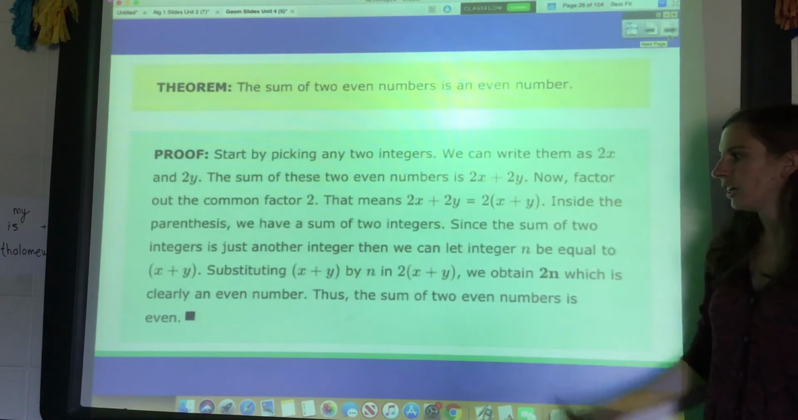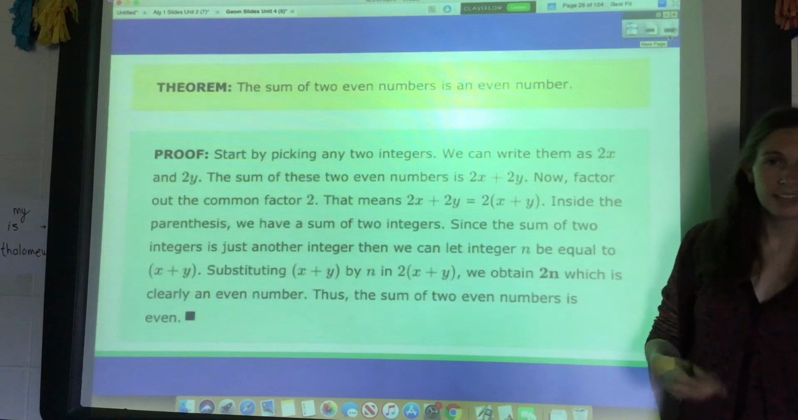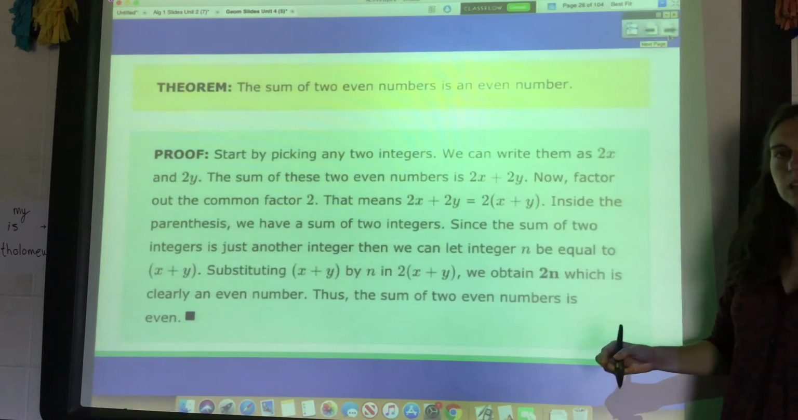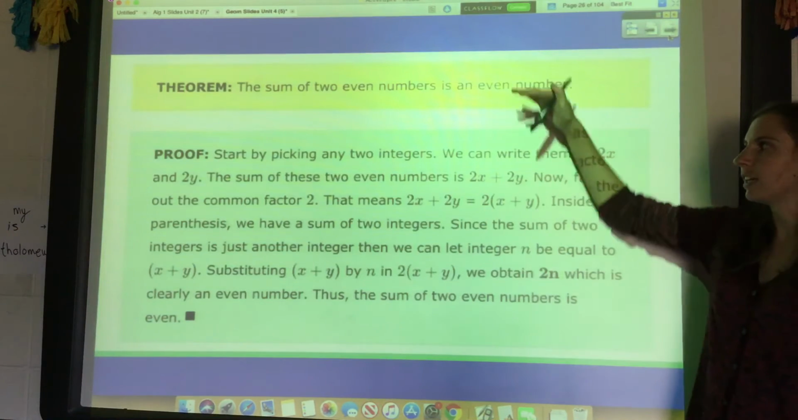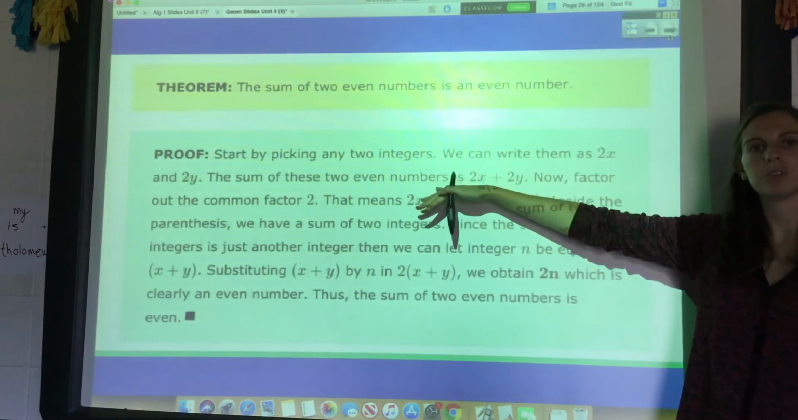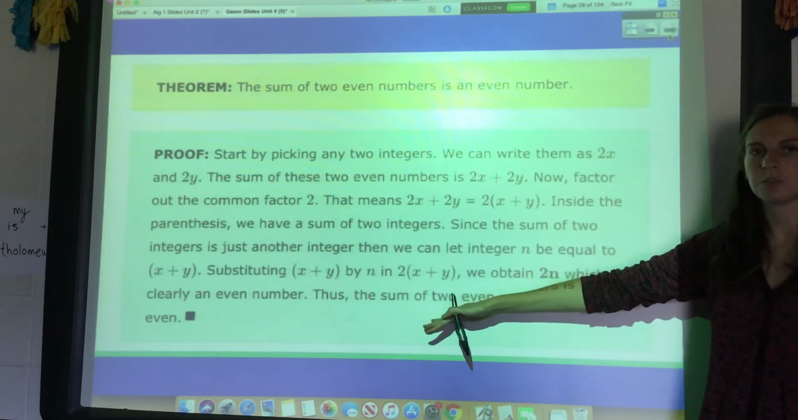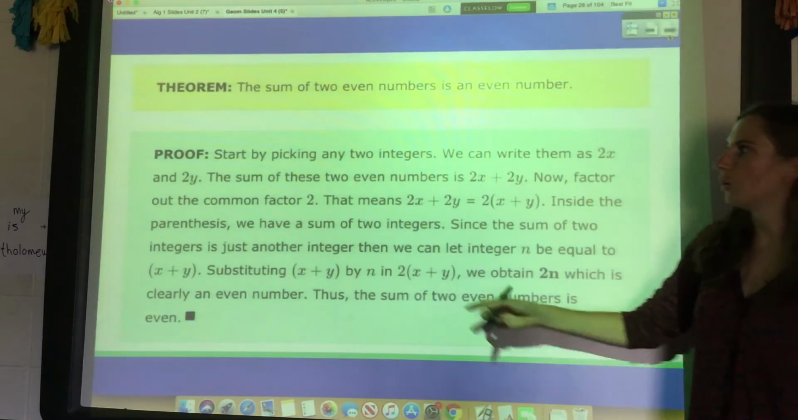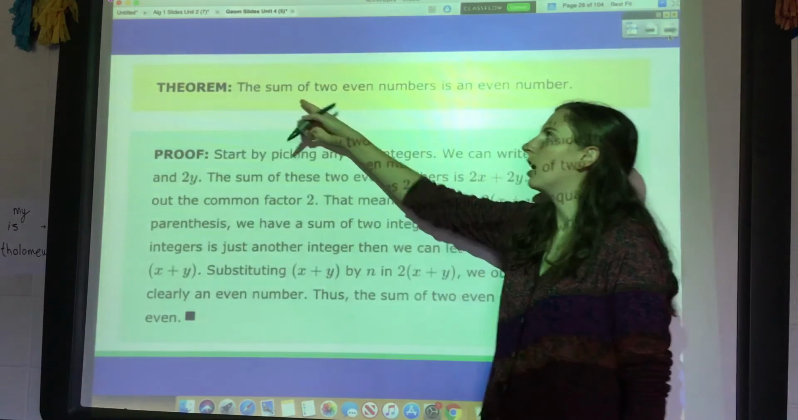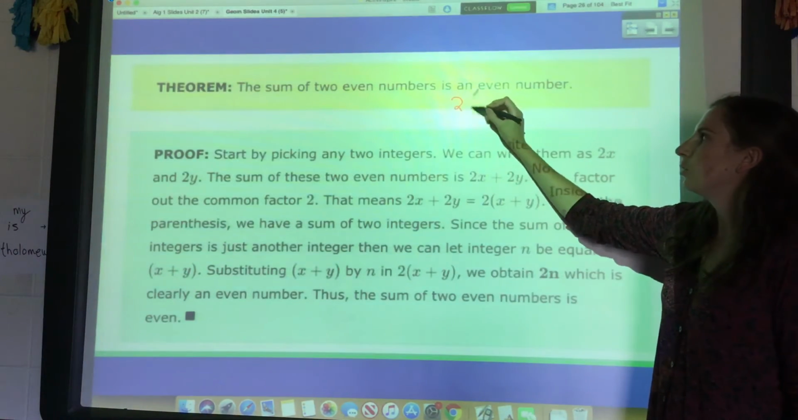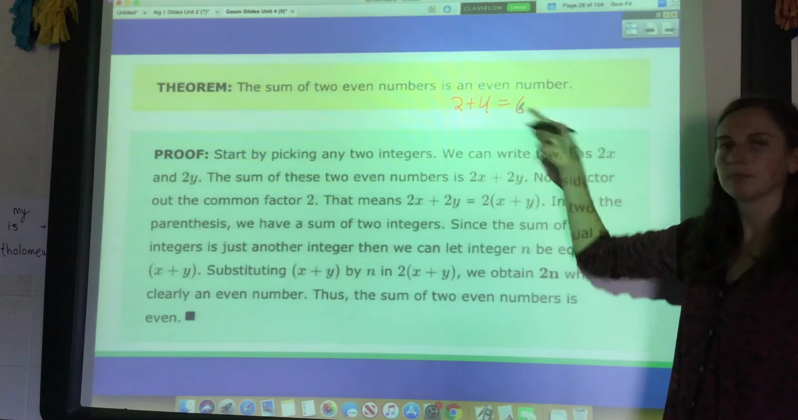For example, you don't really need to understand this, but I think it's a pretty interesting and fairly straightforward proof. They start by giving you a theorem and you have to try to prove it. This is almost like the answer that you're trying to get to. We want to prove that the sum of two even numbers is an even number, like 2 plus 4 is 6, still an even number.